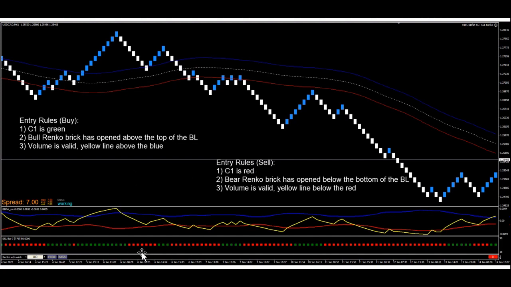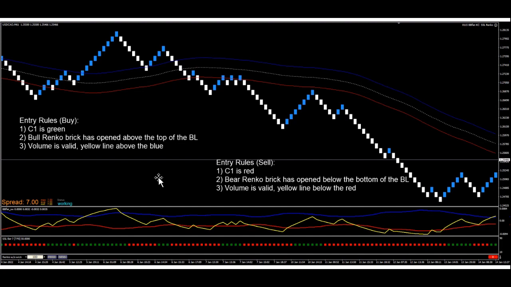These boxes down here. Number two, we need to see a bull Renko brick that has opened above the top of the baseline. Okay, so here's the top of our baseline. Bull bricks in this case are the blue bricks. We want to see bricks that have opened above that baseline. And finally, we want to see that volume is valid. This yellow line has gone above the blue line.